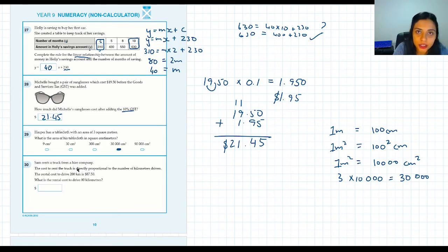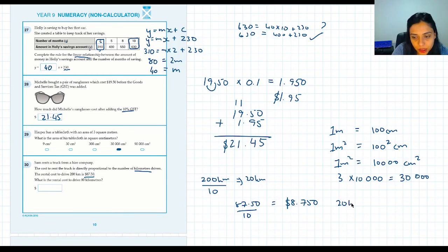Sam rents a truck from a hire company. The cost to rent the truck is directly proportional to the number of kilometers driven. The rental cost to drive 200 kilometers is $87.50. What is the rental cost to drive 80 kilometers? So one way we can think about this is we can first divide the cost for 200 kilometers by 10 to get the cost to drive 20 kilometers. So $87.50 divided by 10 gives us $8.750, and this is to drive 20 kilometers.